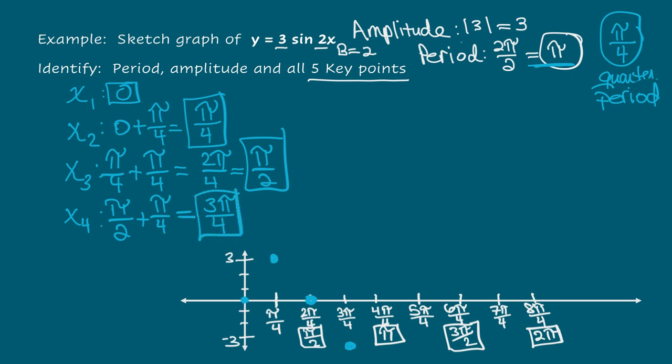And my next point, my last point, which is where I'm going to end up, is going to be pi. If I do the math there, I'm going to say 3 pi over 4 plus a quarter period, which is pi over 4, is going to be 4 pi over 4, running out of room, equals pi. All right, that's my last point.